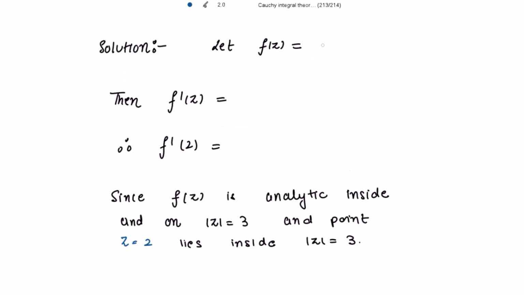Let f of z be equal to e the power z square. Then the first derivative becomes e the power z square into 2z. So what is f dash 2? It is e the power 2 square into 2 into 2, just replace z with 2. So this is equal to 4 e the power 4.